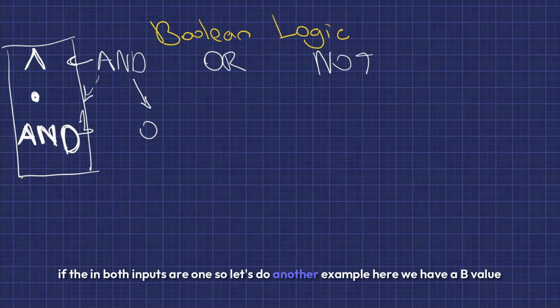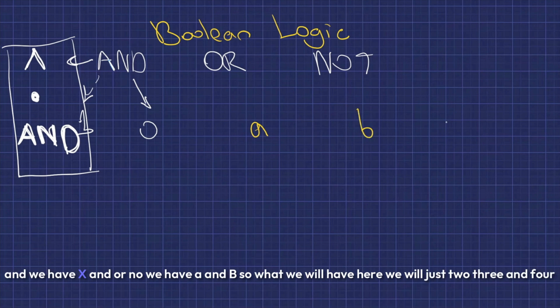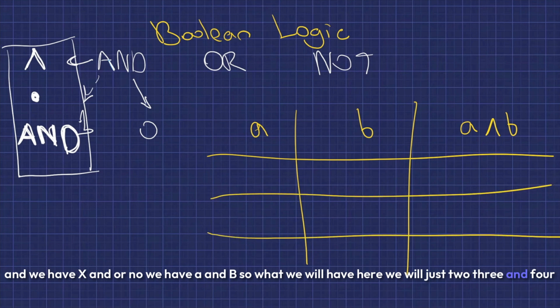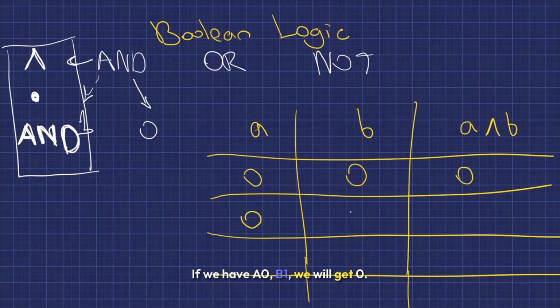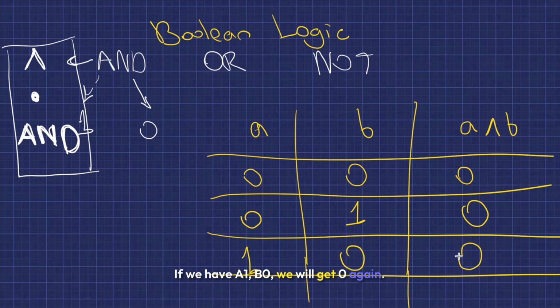So let's do another example here. We have a, b values, and we have x, and we have a and b. So we will have rows 1, 2, 3, and 4. If we have a0 and b0, we will get 0. If we have a0, b1, we will get 0. If we have a1, b0, we will get 0 again. But if we have a1, b1, we will get 1. Now this is how the AND operator works.